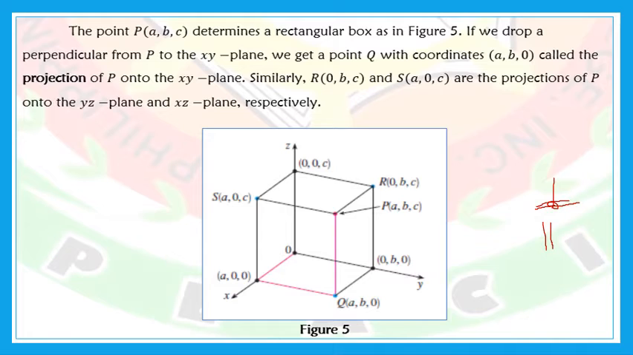Okay, we get point Q with coordinates A, B, and 0. So, ito yung ibig sabihin. And then, we call Q the projection of P onto the XY plane. So, si P, ang projection niya is si point Q. So, similarly, si R and the point S are the projections of P onto YZ and XZ. Si P, ang projection niya dito kay XZ is si S. Projection naman ni P dito sa YZ plane is si R. Okay. Kumbaga, yung mirror niya. Reflection, rather, or projection.